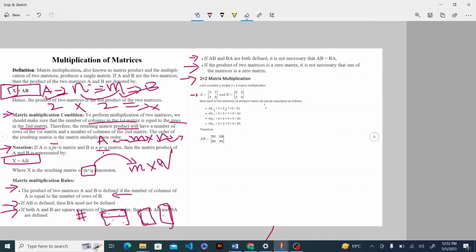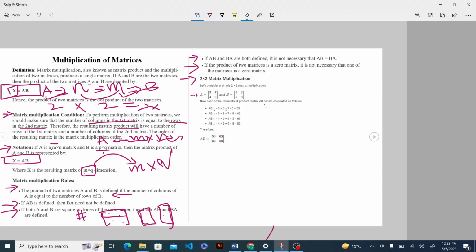The notation was that if A is of order m into n and B's order is p into q, then n should be equal to p. See, n should be equal to p, number of columns of the first matrix should be equal to the number of rows of the second matrix. And then when they will be multiplied, the product, that is X, will have order m from the first matrix and q from the second matrix, meaning its order will be m into q. Number of rows will be equal to the number of rows of A, and number of columns of the product will be equal to the number of columns in B.